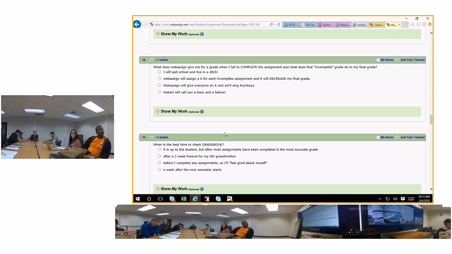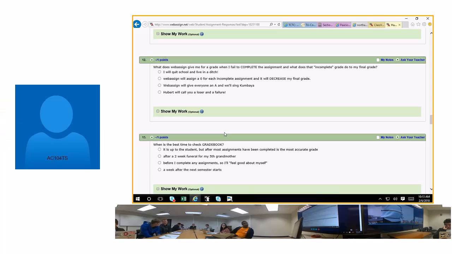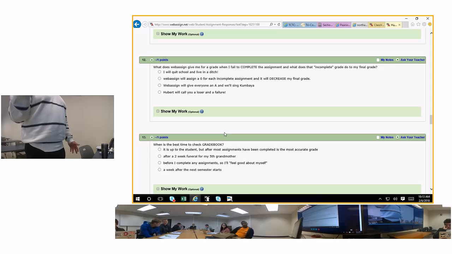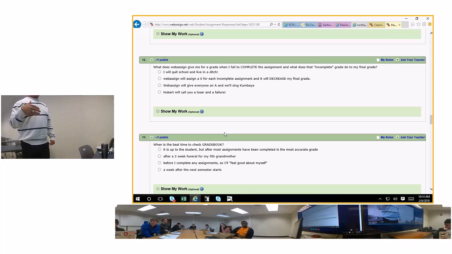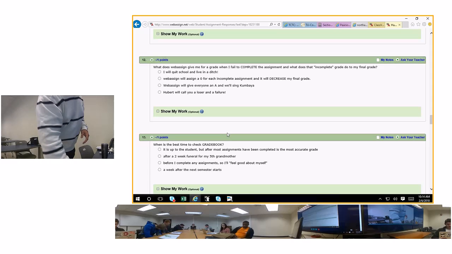It would cause your final grade to go down, especially on a test, because the test is 20%. If you fail to do a test because you had 5 dead grandmothers and all this stuff, then it would go down at least 5 points, because you got 4 tests. You miss all 4 tests, oh God, you might as well just drop. Okay? But it would give you a 0.